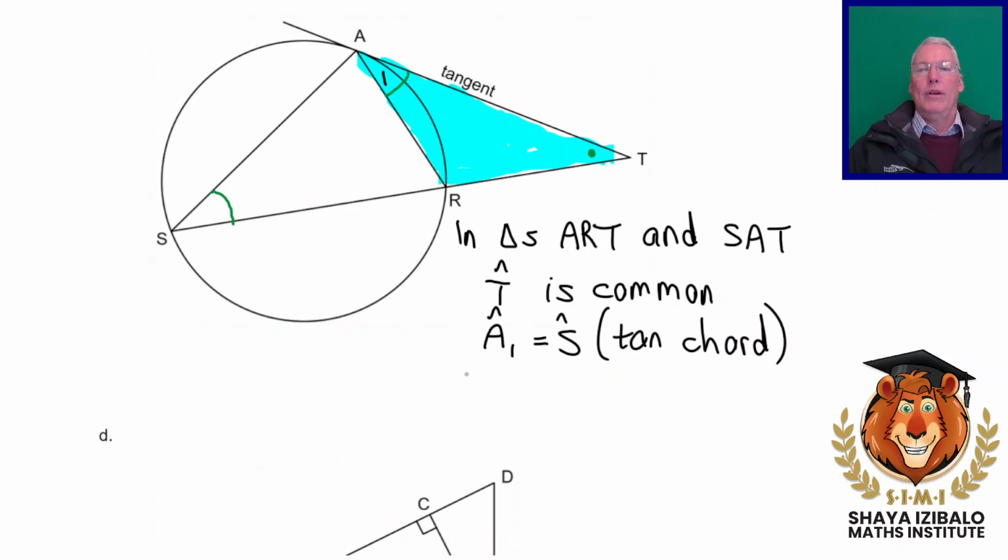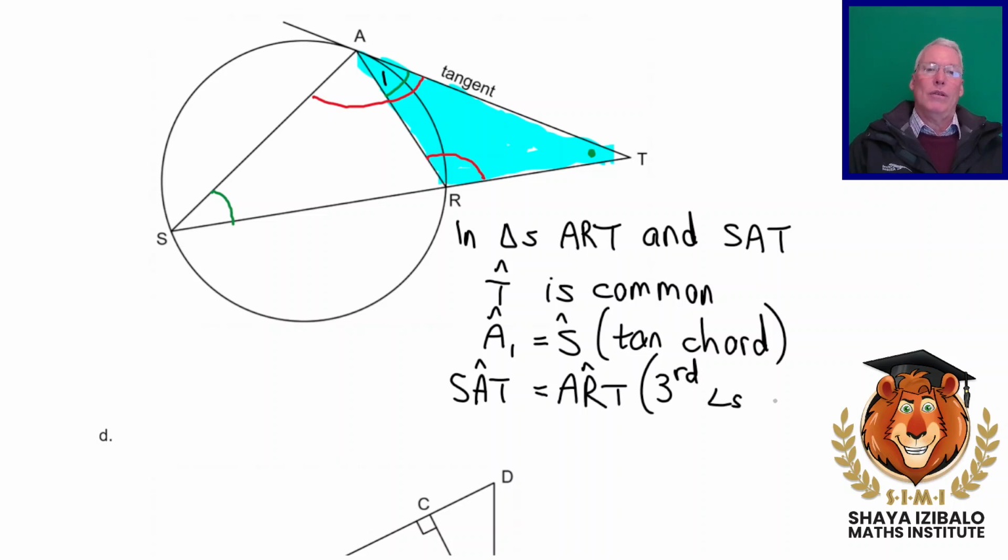And we also know that the remaining angle, the angle we haven't spoken about so far in this triangle, is this angle. And the angle that we haven't spoken about so far in the blue triangle is this angle. Those two must be equal. So let's write that down. So we know that angle SAT is actually equal to angle ART. And the reason for that is that those are the third angles of the triangle.